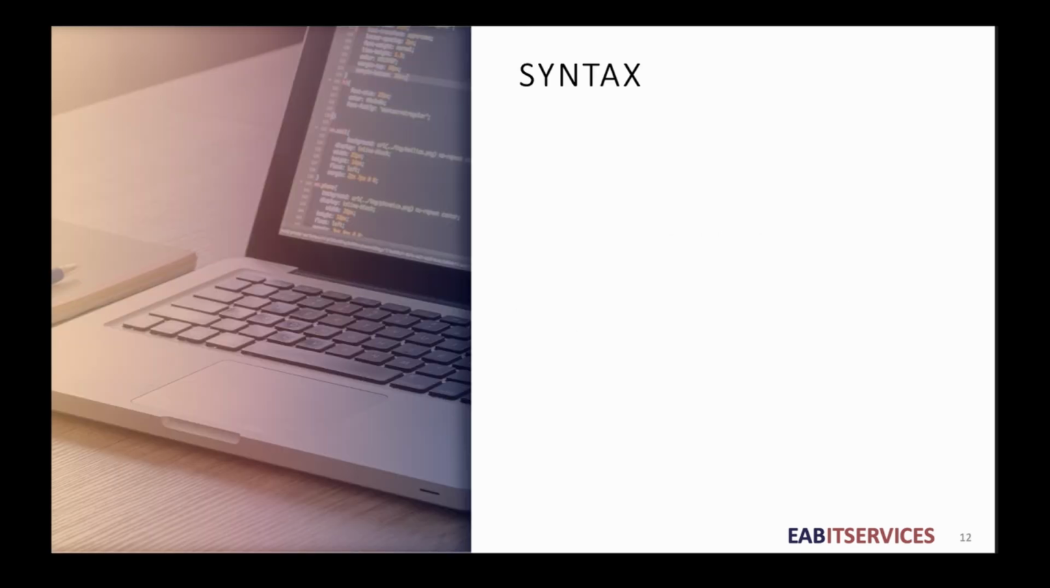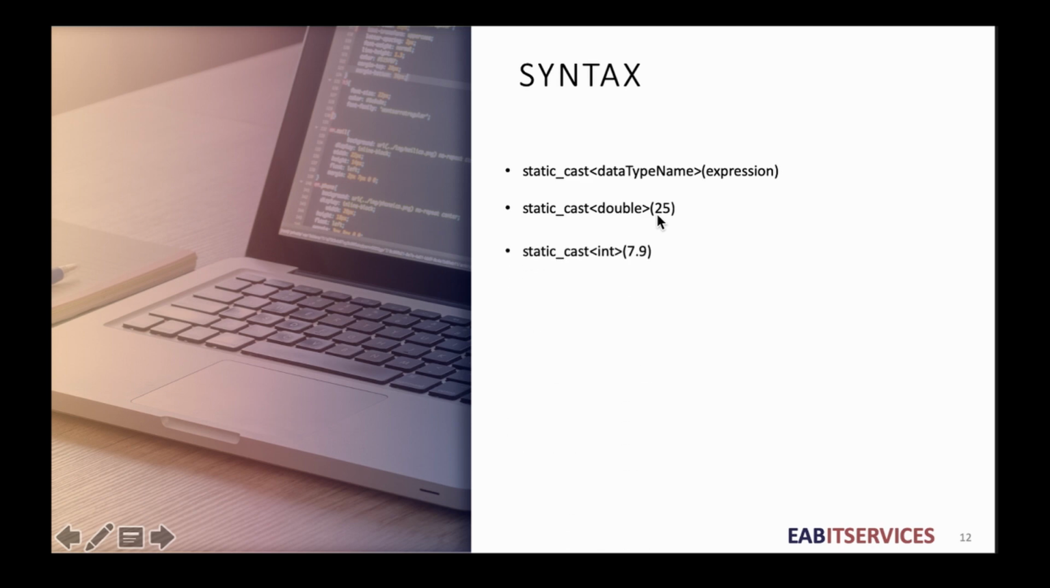And the syntax is as simple as this. You have static_cast, the data type name, and then the expression. So for instance, we want to cast 25, which is an integral value, to double. All we need to do is say static_cast, then angle brackets, we say we want to cast it to double, and then we put our expression in it. For instance, you also have a floating point expression here, which is 7.9. You want to cast it to an integer. All you do is static_cast int, and then the expression follows.